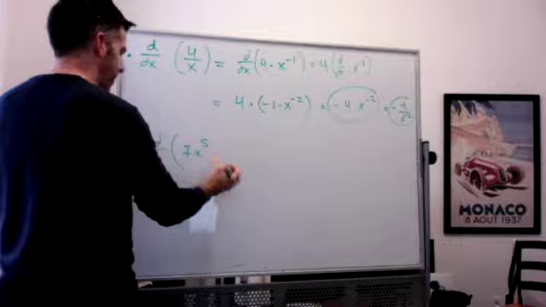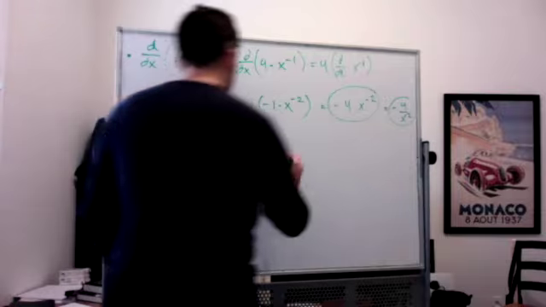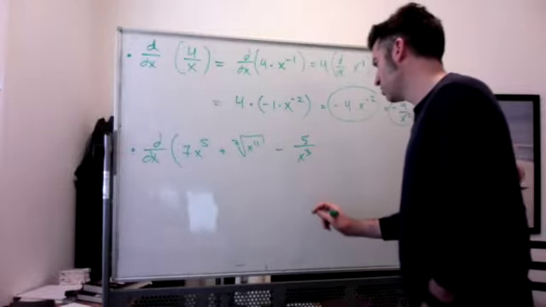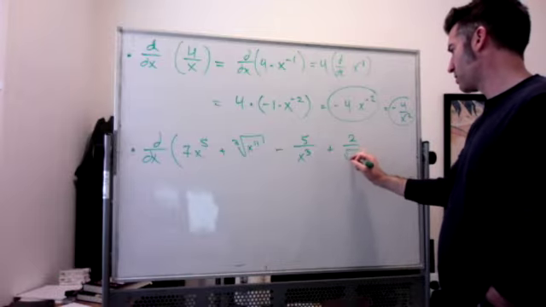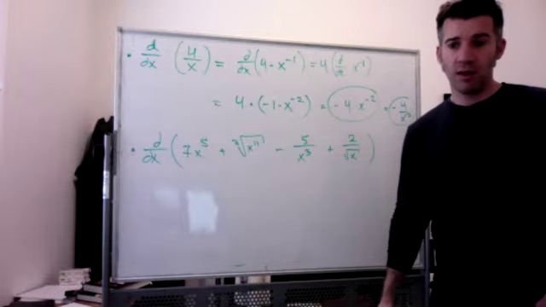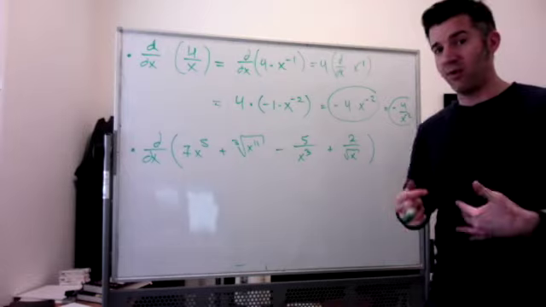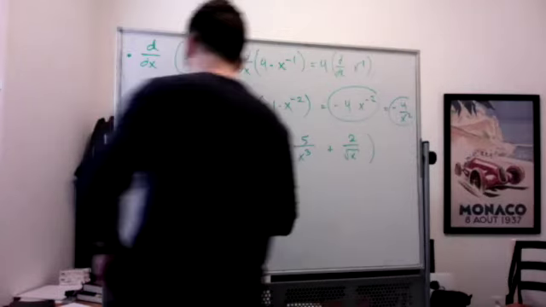7x to the 5th plus the cube root of x to the 11th minus 5 over x cubed plus 2 over the square root of x. And for this problem, for any problem like this, we definitely want to rewrite it so that we've got just powers of x. So I'm going to rewrite this.